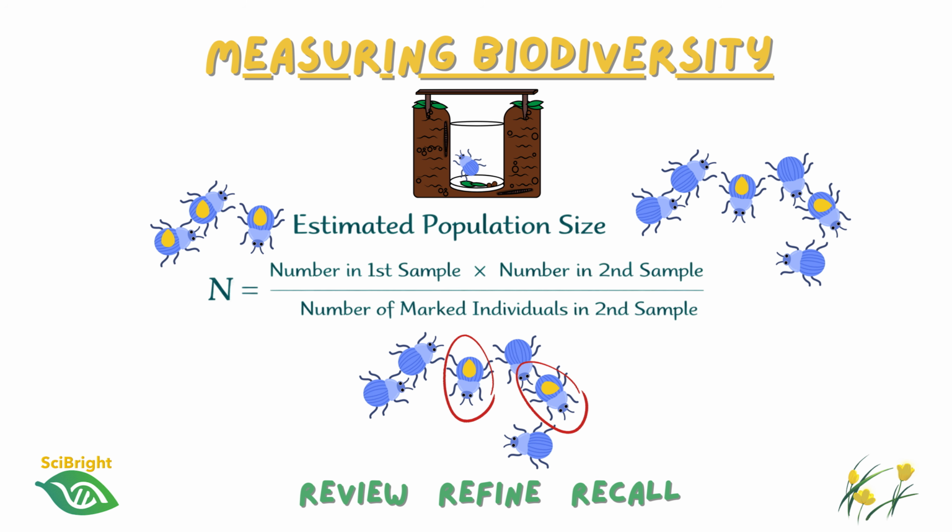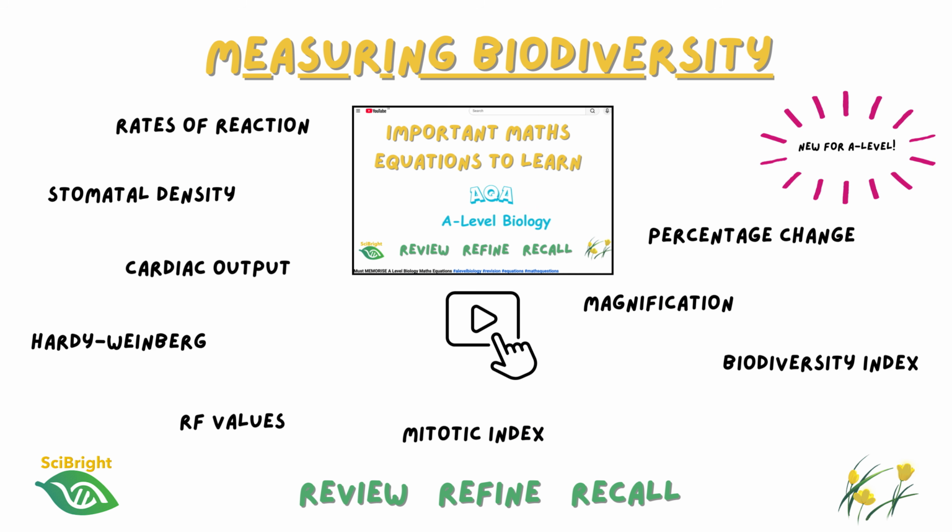Now, providing certain conditions have been met, the number of organisms that are already marked compared to unmarked can be used to calculate an estimate of the population size using an equation that at A level you must be able to recall. Do check out my video on must-memorize maths equations for biology. There is no equation list and you will be tested on some of these. I am always amazed at how many students overlook these equations as part of their revision.